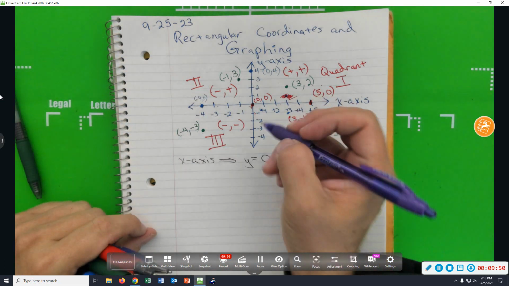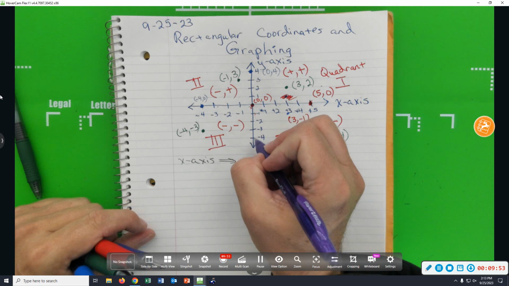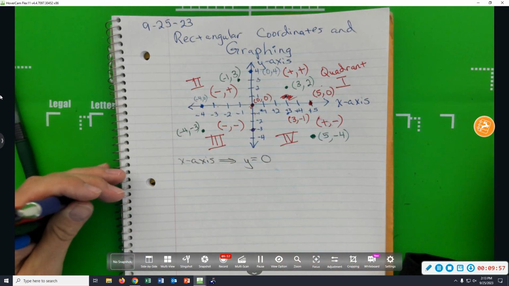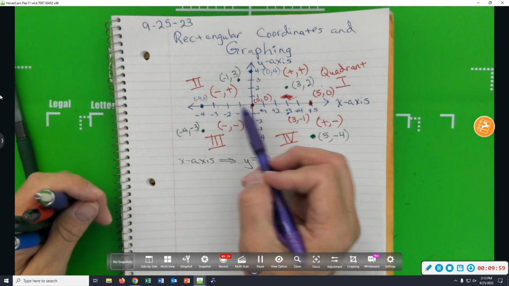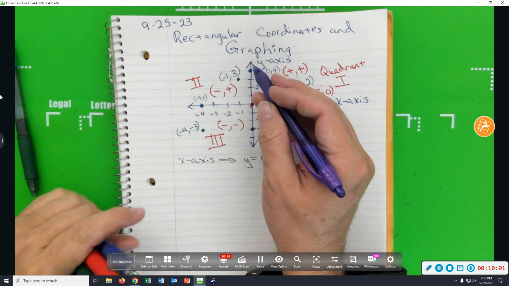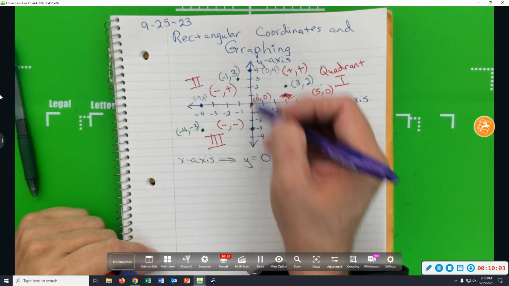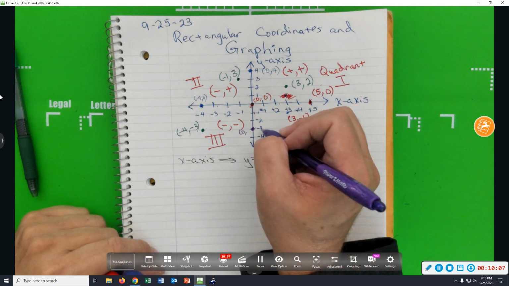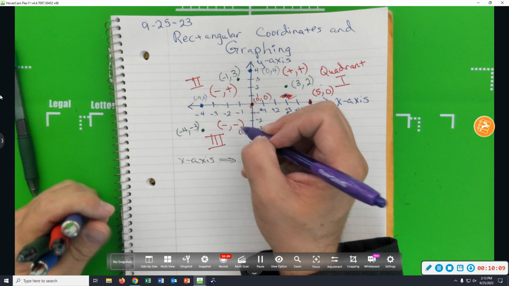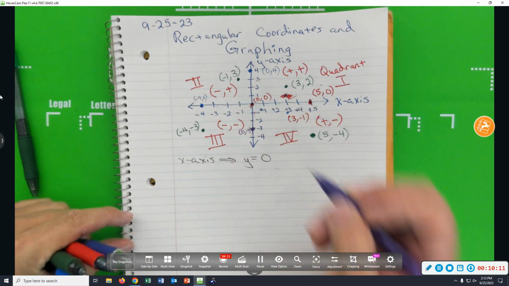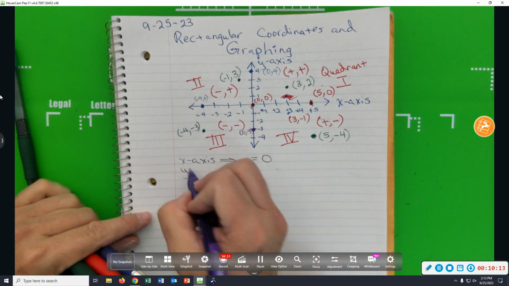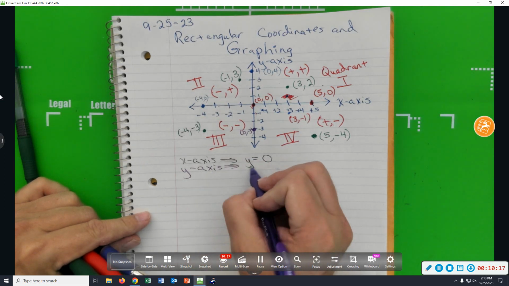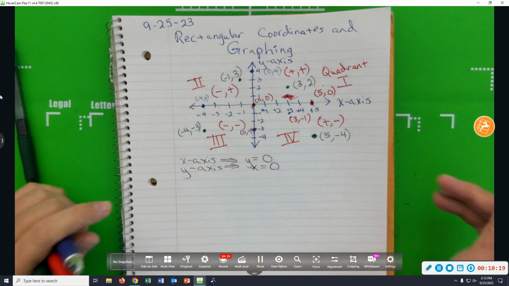What about this point right there? Okay, you can't go left or right. So I think we're beginning to see, if a point is on the y-axis, the x-coordinate has to be 0. The y-coordinate is the number that's on the y-axis, so 0, negative 3. If a point is on the y-axis, the x value must be 0.